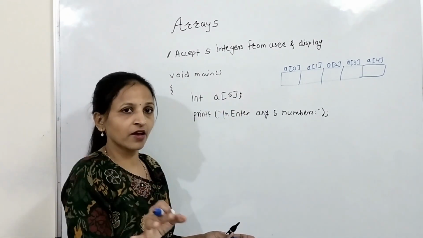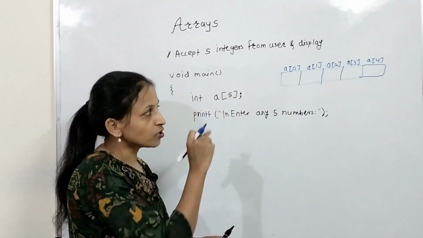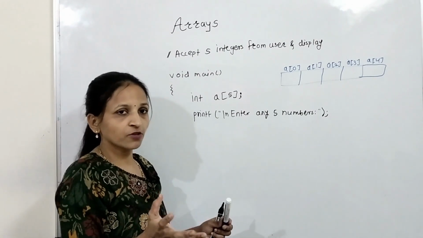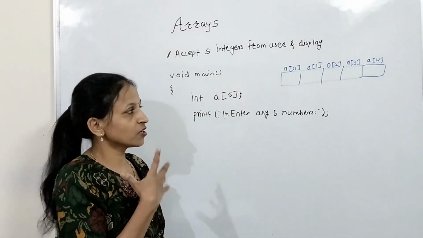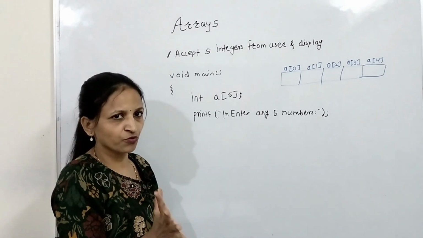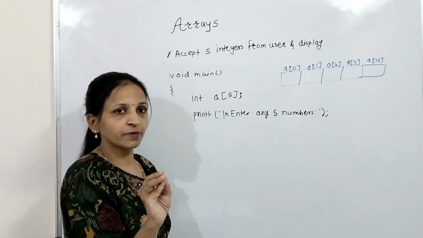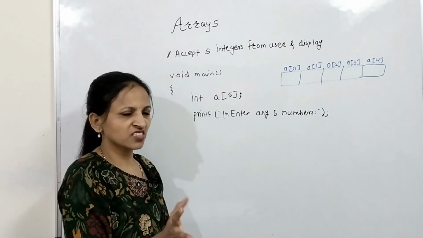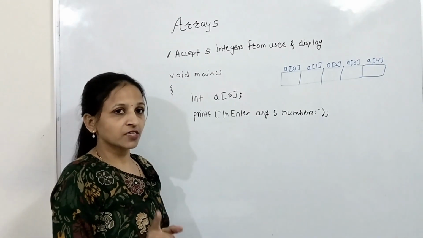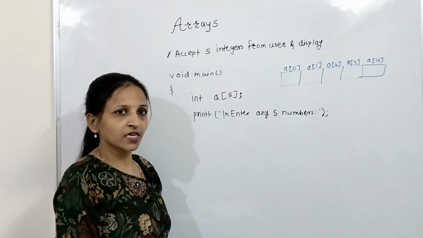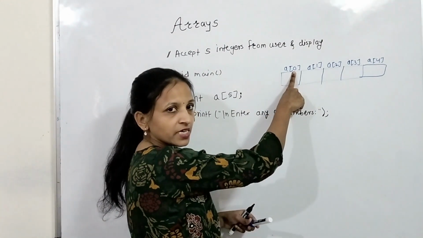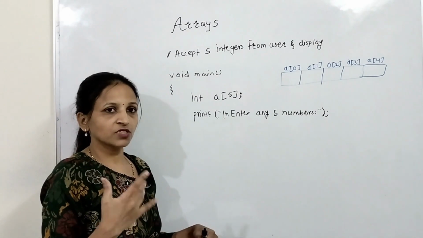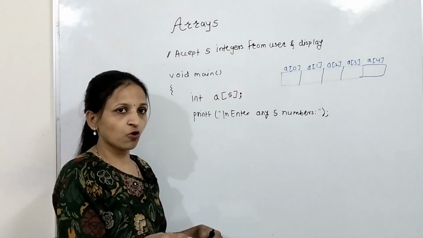Initially all these elements have garbage values in them. Now we have to accept all those elements. We can use loop concept to accept individual elements. Otherwise we have to write everything like scanf ampersand a of 0, then ampersand a of 1, ampersand a of 2 and so on. Now these are 5 elements, so it may be possible, but if the size increases then it is not a feasible solution. Better to use array here, because we can use index. Index starts from 0 and ends at size minus 1, and for that we can take one counter variable. Using that counter variable we can place a loop to accept all those 5 numbers.